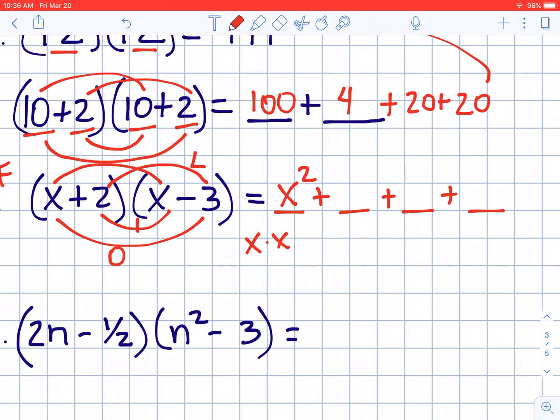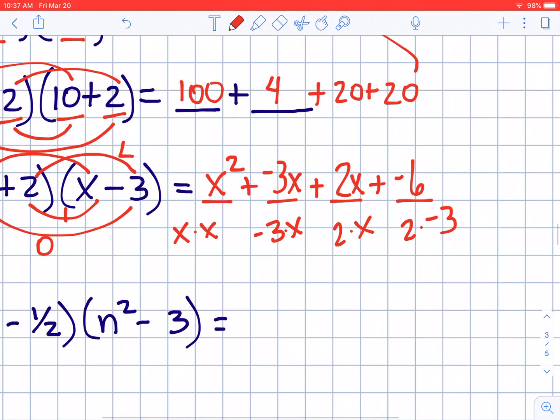And the outside is 3 times x, but be careful, there is a negative, so that would give us negative 3x. The inside is 2 times x, so that's just 2x. And then the last is 2 times negative 3, which is negative 6. Now if you answer with x squared plus negative 3x plus 2x plus negative 6, you would get 3 out of 4 points. It's not quite done.